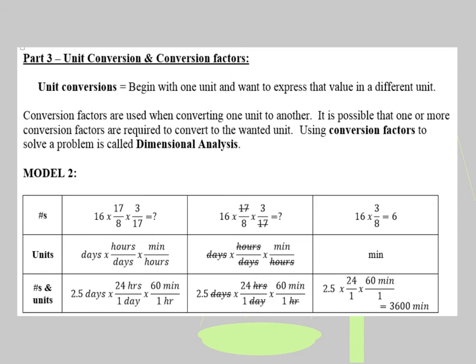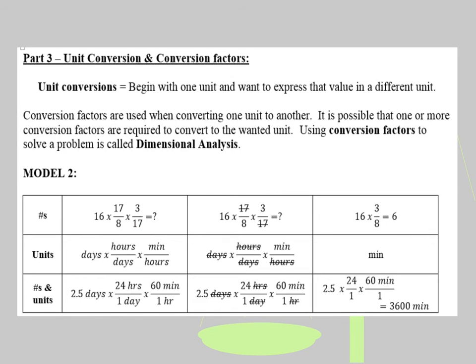Now in part 3, we're going to learn how to do the unit conversion, also known as dimensional analysis. So in this model, if you notice, I have numbers: 16 times 17 over 8 times 3 over 17. You can simplify this by canceling out common numbers and then finally getting your answer.